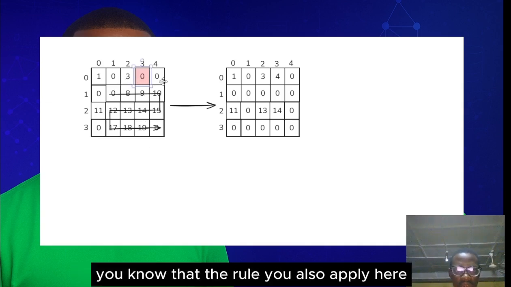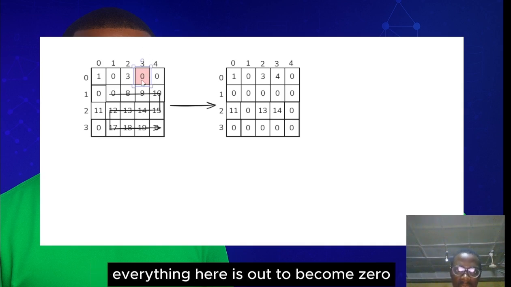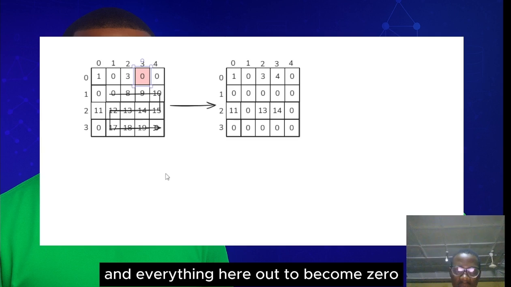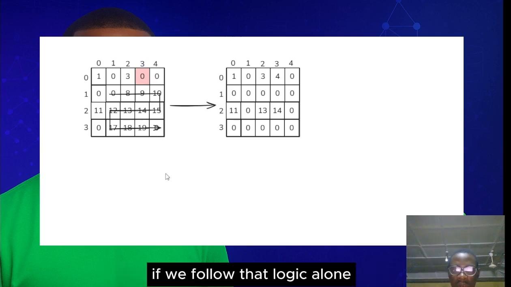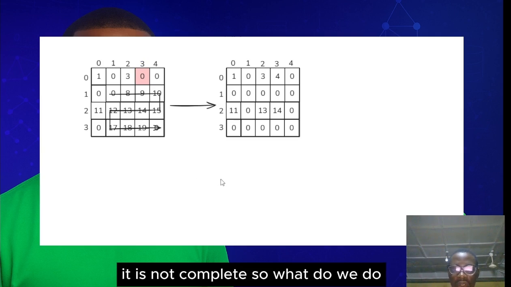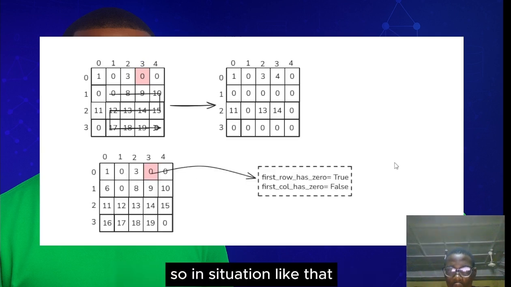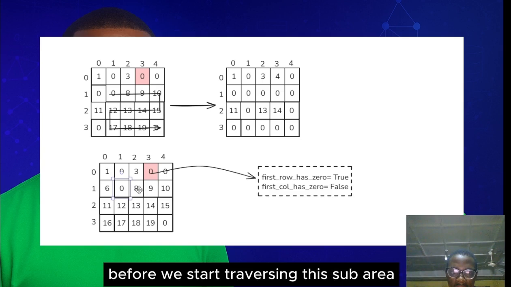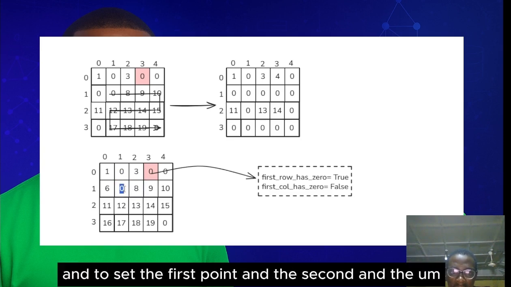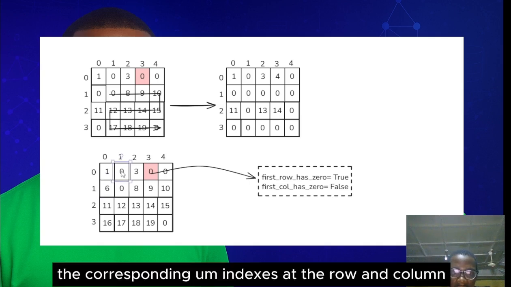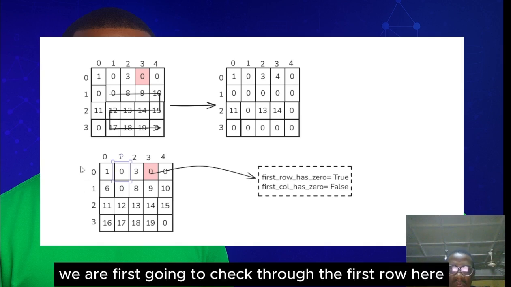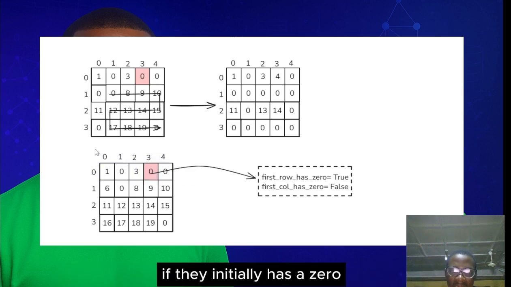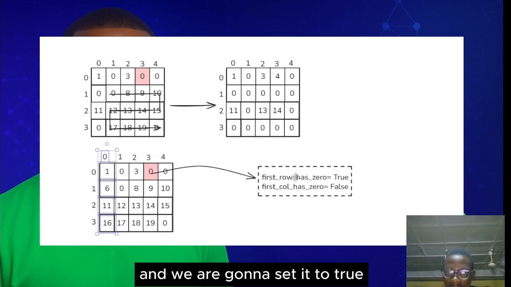In a situation like that, you know that the rule will also apply here. Everything here ought to become 0, and everything here ought to become 0. But because we've not considered it, if we follow that logic alone, it is not complete. So what do we do? In a situation like that, before we start traversing the subarrays to check if it is a 0 and to set the first pointer and the corresponding indices at the row and column, we are first going to check through the first row here and the first column here if they initially have a 0, and we are going to set it to true.